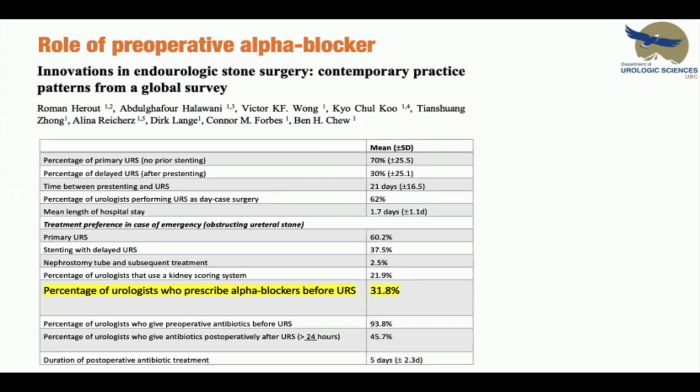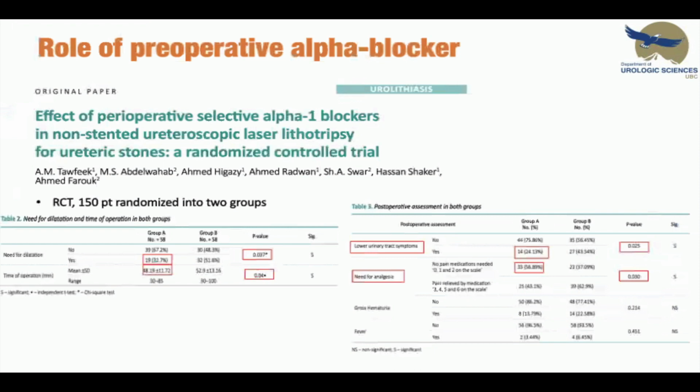Again, looking back at our survey, we found 31.8% of urologists prescribe alpha blocker before ureteroscopy. This randomized control trial was conducted at two high volume centers. 150 patients were enrolled. The first group received 1 week preoperative alpha blocker, and the second group received only placebo.